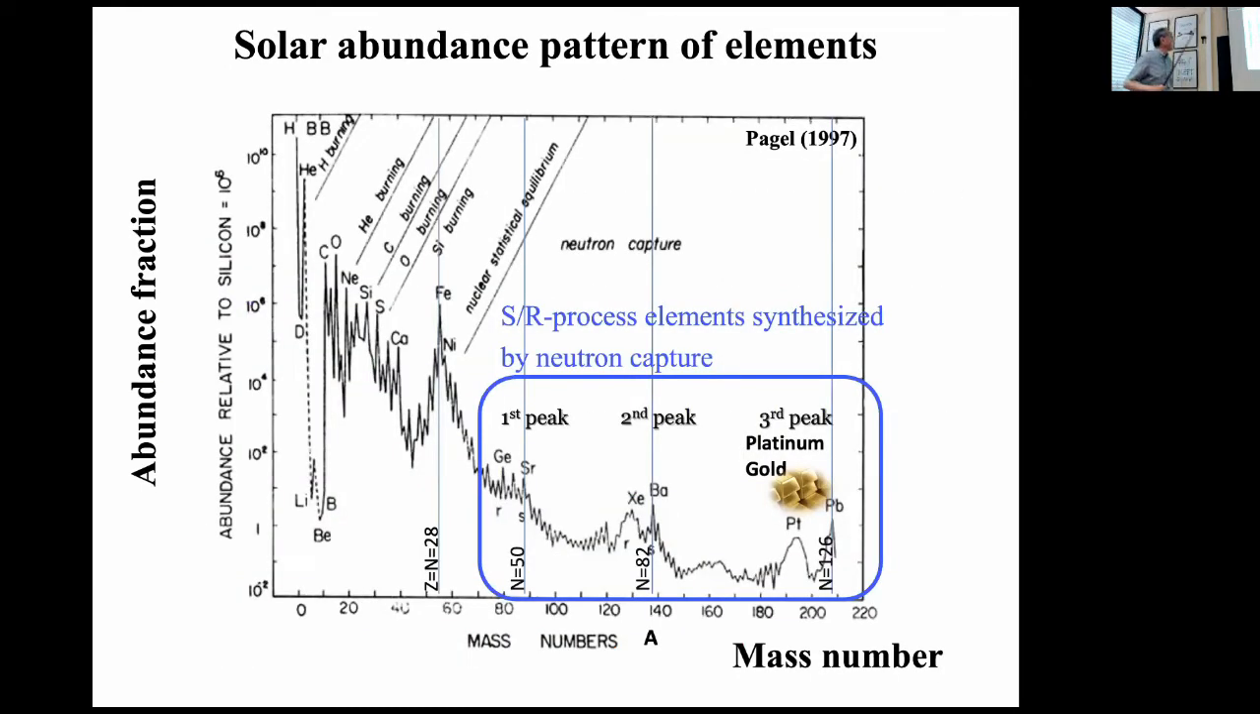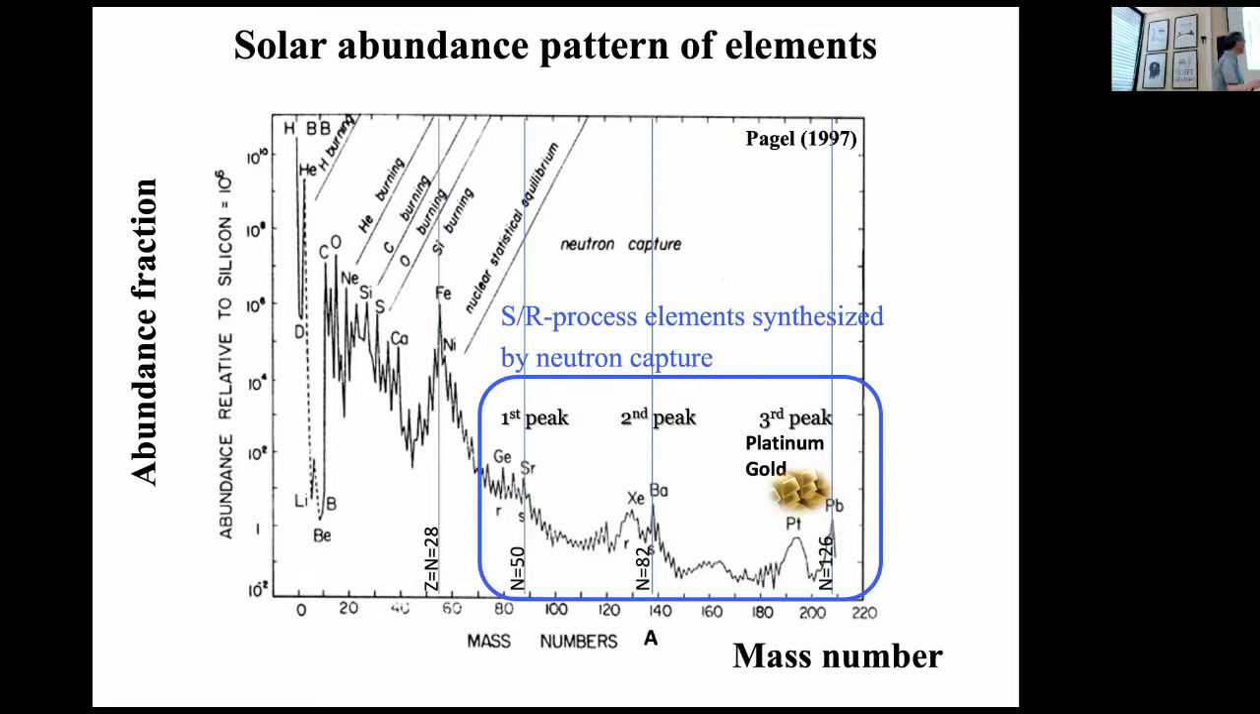This is the solar abundance pattern of elements. This is the mass number, and this is the abundance fraction as a function of mass number. In this talk, I'm focusing on the elements with mass number larger than 80. For this region, there are two kinds of elements: one is the so-called s-process elements, the other is r-process elements. S and r mean slow and rapid neutron capture.